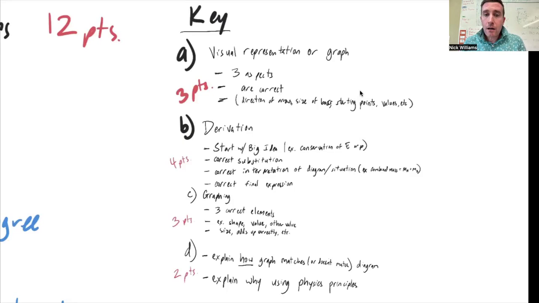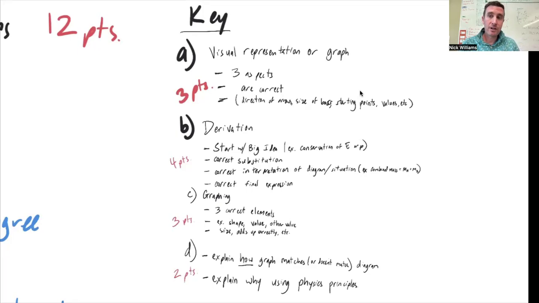So do you have those 3 parts? Are they right? The next part B is a derivation again. On your derivation, it'll be a 4-point derivation. The first point, like the last derivation, is starting with one of the physics big ideas, like conservation of energy or conservation of momentum. Then there will be a point for correctly substituting in something.